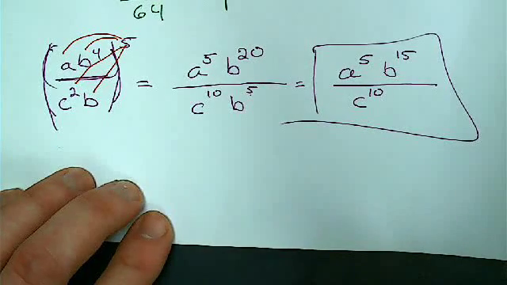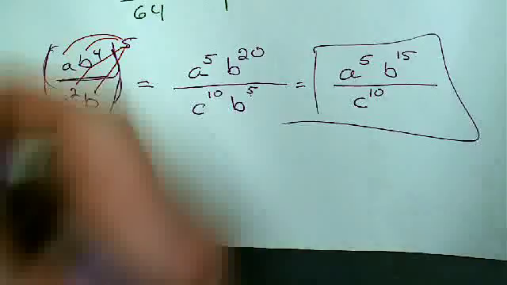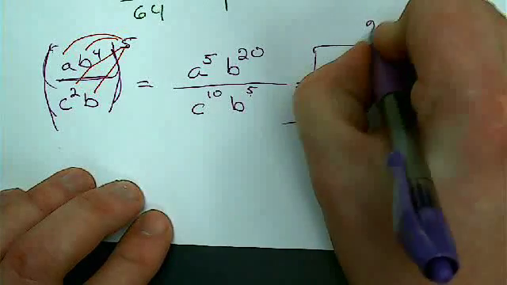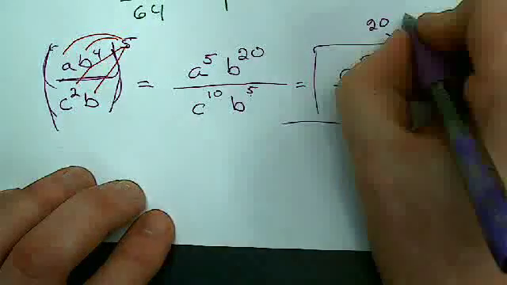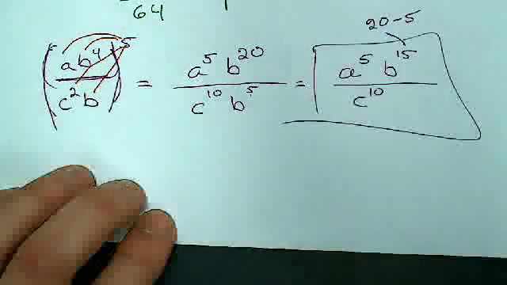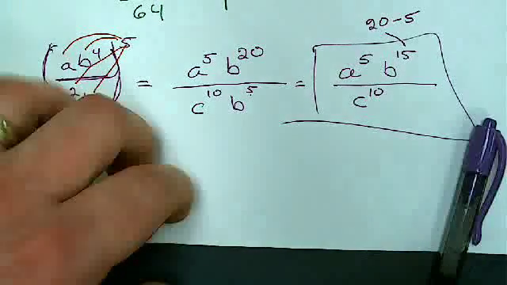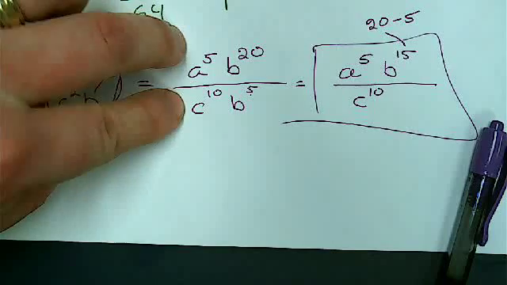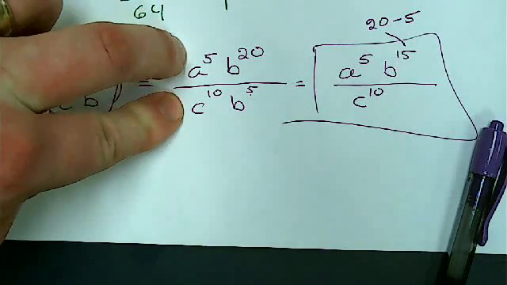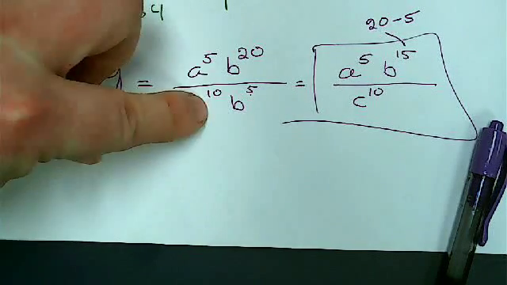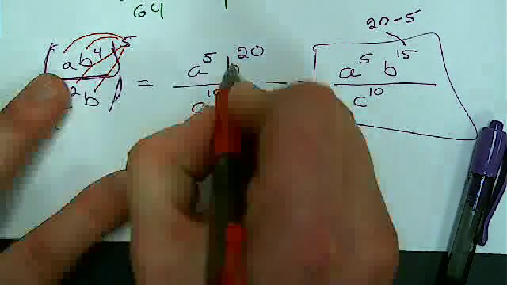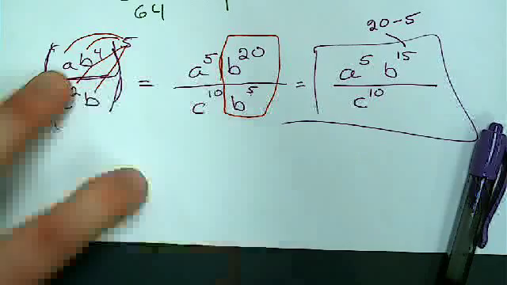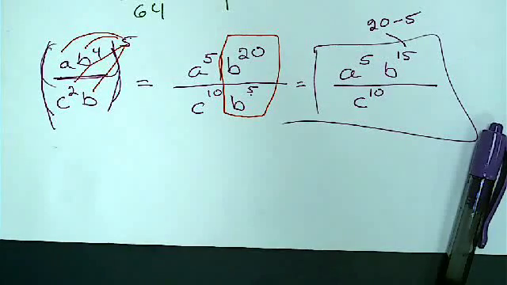What if it's like 5 and then negative 20? That would be subtracting a negative, so you'd be adding. But 5 isn't bigger than 10, so why is that so? Because they're different bases, A and C. I don't combine this 5 and this 10. You only combine the ones with the same base, which are the B's. I can't combine the A and the C because they're different bases.